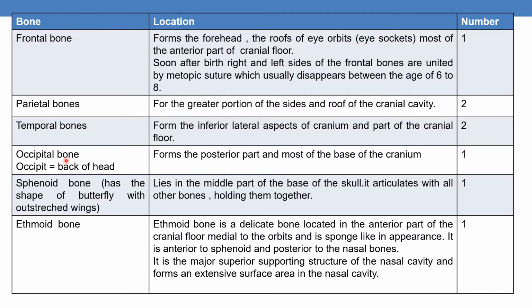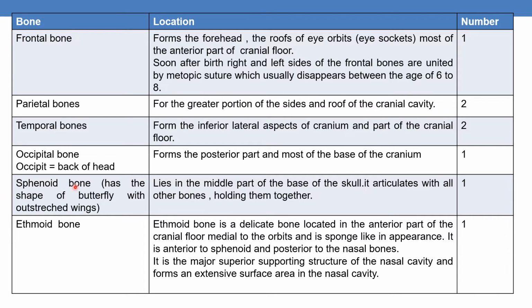Next is the occipital bone. There is 1 occipital bone. Occiput means back of the head. As the name indicates, the occipital bone forms the posterior part and most of the base of the cranium.